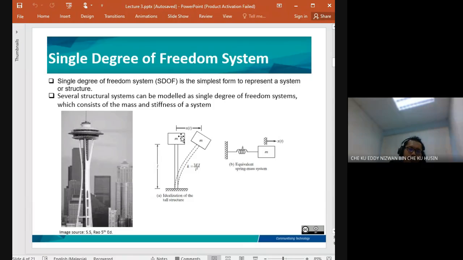Single degree of freedom is the simplest form to represent a system or structure. Even a complex model we can simplify as a single degree of freedom, in order to find an easy solution.